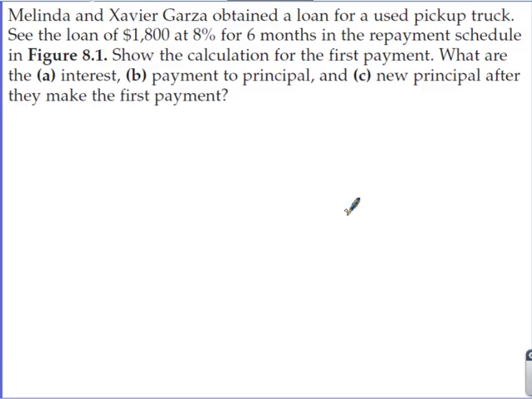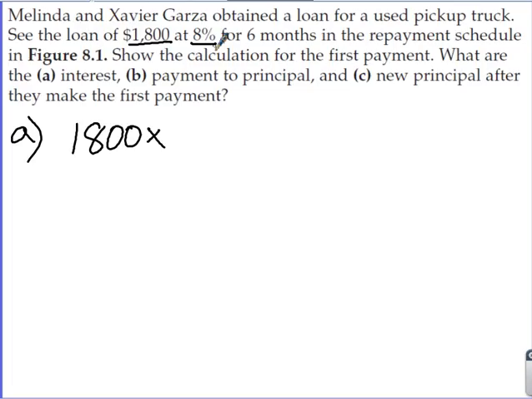Okay, so the first thing we need to find is the interest. And the formula that you have to find interest is principal times rate times time. Well, my principal is $1,800. So, take $1,800 times the rate. The rate is 8%.